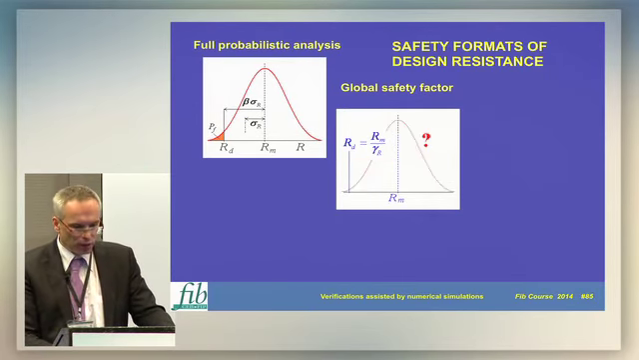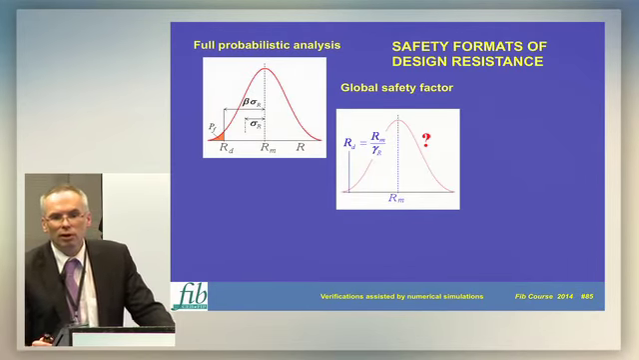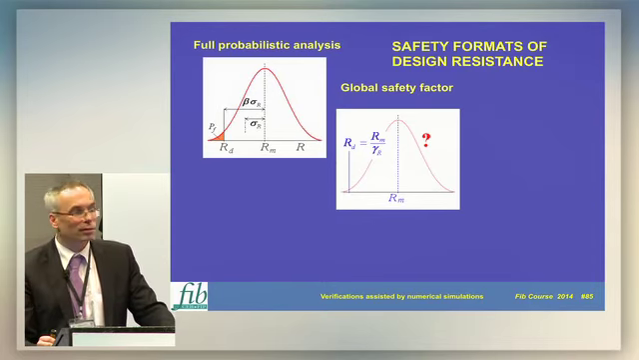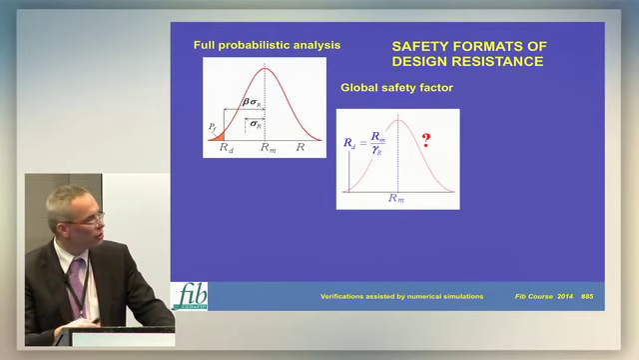Of course, when we do it, we have to realize that we have no information about the distribution. It could be that there might be a problem, that the distribution of our structure is totally different from what was assumed when formulating this safety factor.